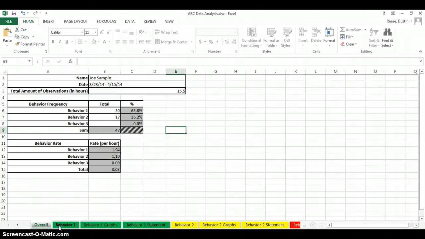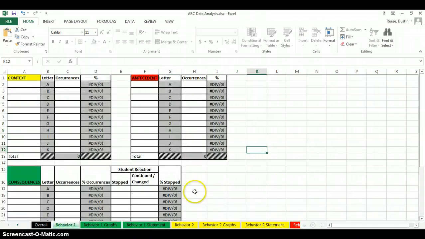Let's just do disruptive behavior for the sake of time. So I click on behavior 1, and this is where you take the data analysis sheets that you used when you were recording the behavior and transfer it over to this sheet. So if you recall, you collected context data, antecedent data, and consequences data. So based on that, you just transfer the information. So let's say with behavior 1, which is disruptive behavior, it occurred 3 times in context A, 4 times in B, 7 times in C, 2 times in D, and let's do one more. It occurred 9 times in E.